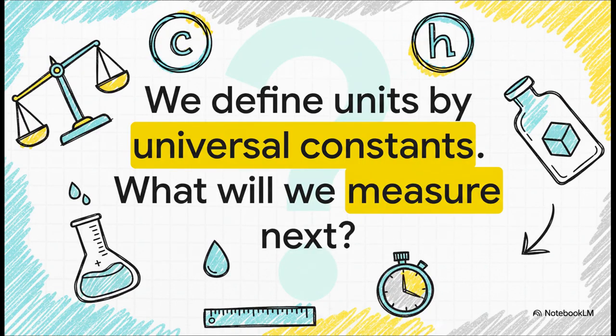And I want to leave you with this one last kind of cool thought. We used to define a kilogram by an actual physical chunk of metal sitting in France. Now we define it using universal constants of nature, like the speed of light, things that never ever change. It just makes you wonder, as our tools get better, what new things will we be able to measure next?